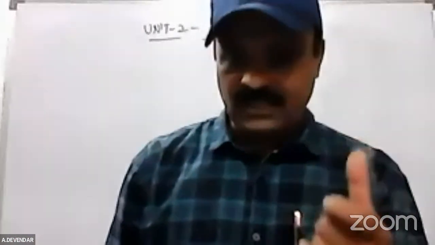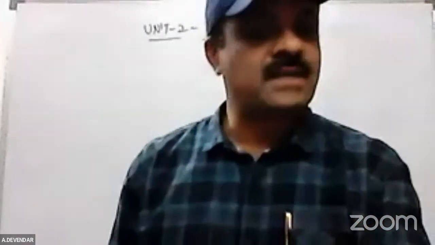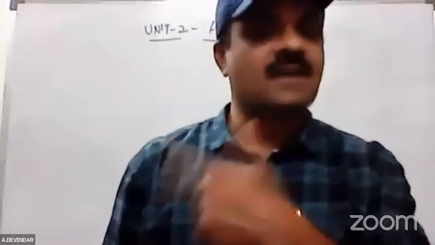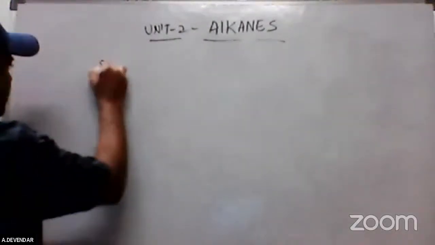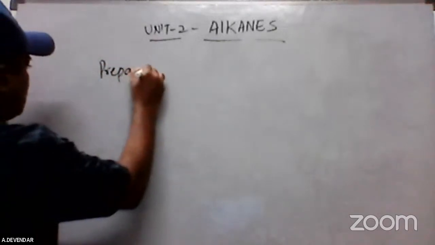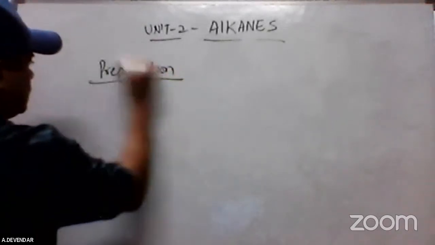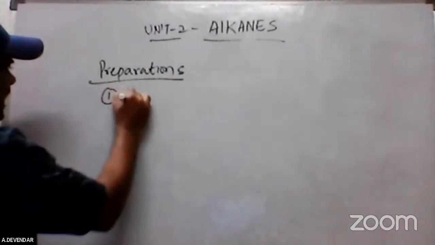So in a 10 marks question, you have to write some of the preparations as well as the properties involved in alkanes, whatever it may be. Okay, you have to write it. So first, we are going to the preparations. So friends, first is hydrogenation.